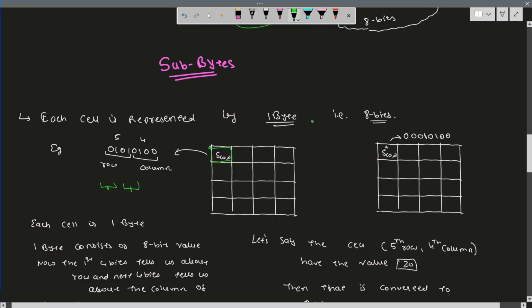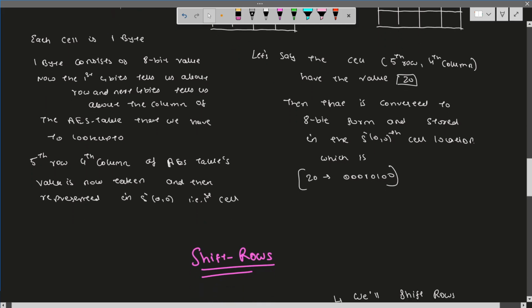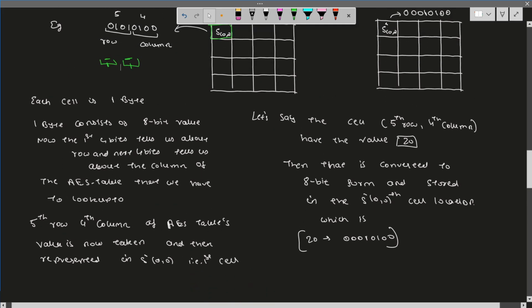The value given from the first four bits is considered for the row, and the last four bits are considered for the columns. So in the next process, the 8-bit value that we have, the first four bits tell us about the rows and the last four bits tell us about the columns. Now we will look at the AES table.